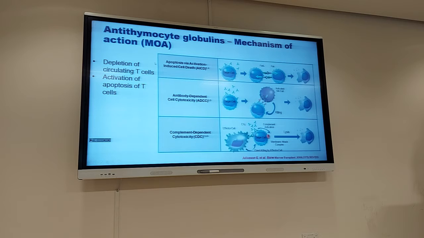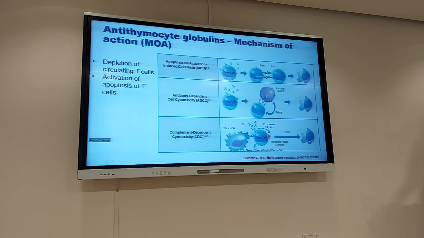So the anti-thymocyte globulins, as I mentioned, are depleting antibodies. They work by depleting the circulating T cells and activating apoptosis of T cells. There are three different pathways by which they actually work. The first is apoptosis by activation of induced cell death. This is more like a programmed cell death where they bind to death cell receptors like FASL and later lead to the lysis of the cell.